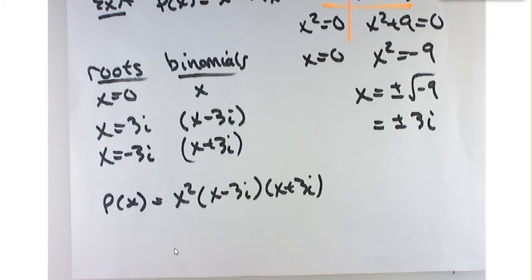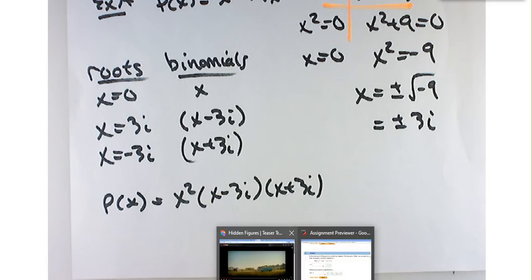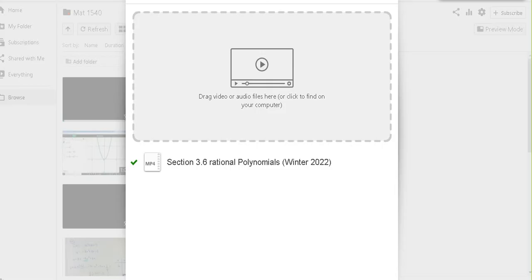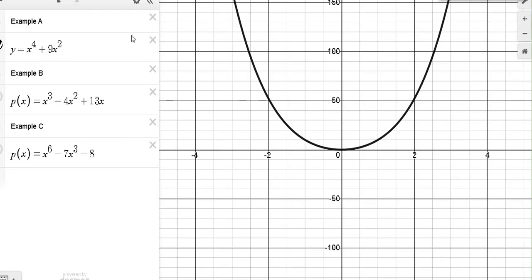Let's see that again with example B. Let me take a quick look at example A here. I'm not sure if I got that one graphed or not. Let me take a look back here. Yeah, there it is.